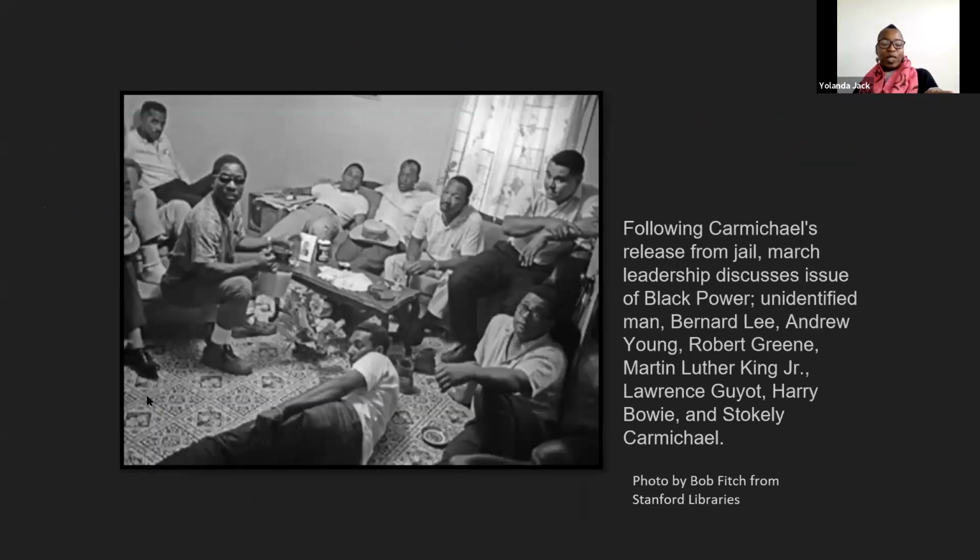This image here, I just wanted to point out, if there are no questions right now, I didn't see any pop up. This is an image of after Stokely Carmichael was released from jail in Alabama. They're sitting down, and one of the things that I read during the march that SNCC and Carmichael, Stokely Carmichael, and Dr. King walked on, this concept of Black Power came up.